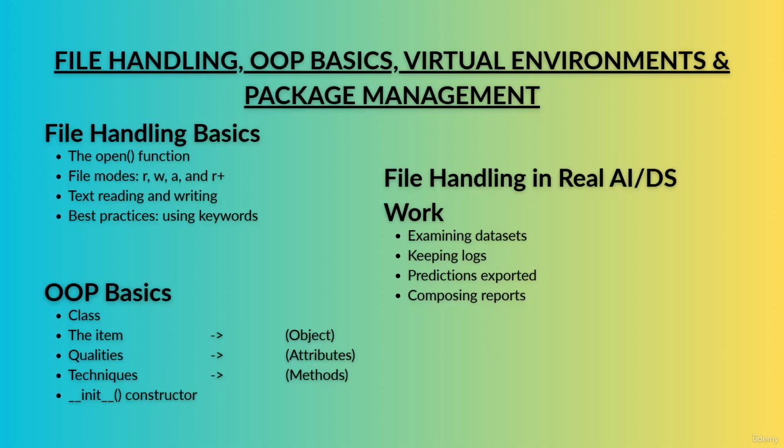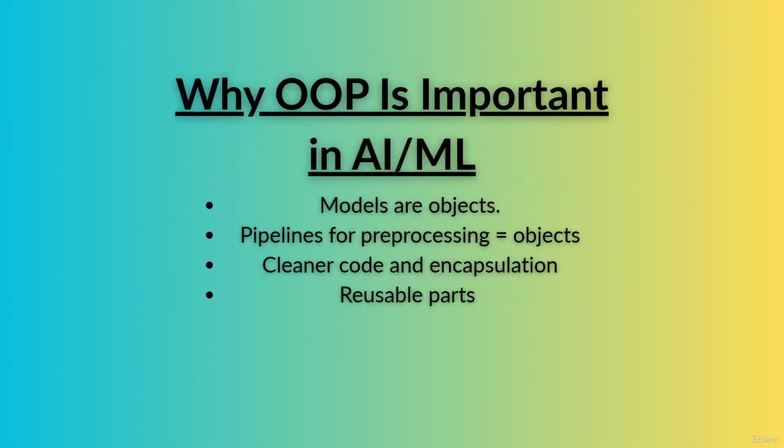Now, what are the OOP basics? There are mainly four things. First off is the class. The second is the item, which is also known as the object in most cases. Then we have the qualities, known as attributes in programming terms. Then we have the techniques, which are known as the methods. And the last one is going to be init, also the constructor, which is also part of the syntax of how these function. Okay, now let's move on to the next page.